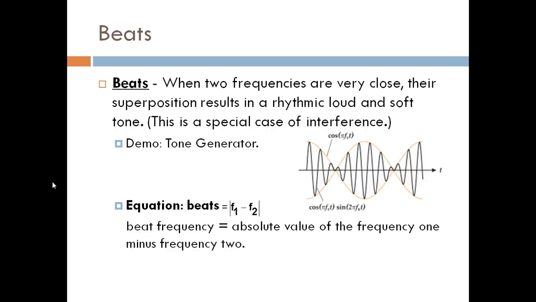This is a nice equation because it's very simple. The beat frequency is equal to the absolute value of the difference between the two frequencies. So there's no negative beat frequency. If the difference between the two frequencies, let's say that one frequency was 200 and another one is 205, the beat frequency would be 5. There's no negative 5 or anything like that. It's just 5. So it's a pretty simple deal.